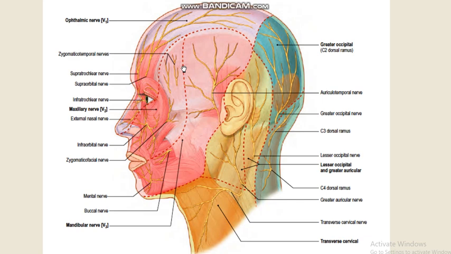And apart from general sensations, it also carries proprioceptive sensations from the skin of the face, from the extraocular muscles, from the nasal cavities and oral cavities, from the dura mater and part of the scalp as well. Anyway, here you can see that we have created artificial lines to divide the face into the territories of the ophthalmic division, the maxillary division and the mandibular divisions.